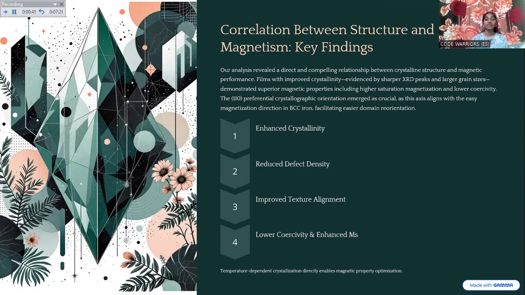Enhanced crystallinity, reduced defect density, improved texture alignment, lower coercivity, and enhanced Ms.